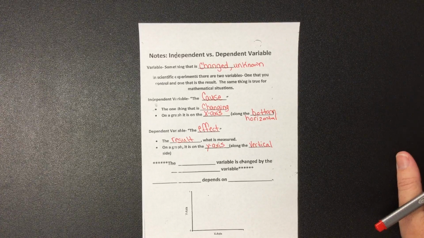So apparently I am dependent. My height is a dependent variable. Because it's vertical. What is it? All right.